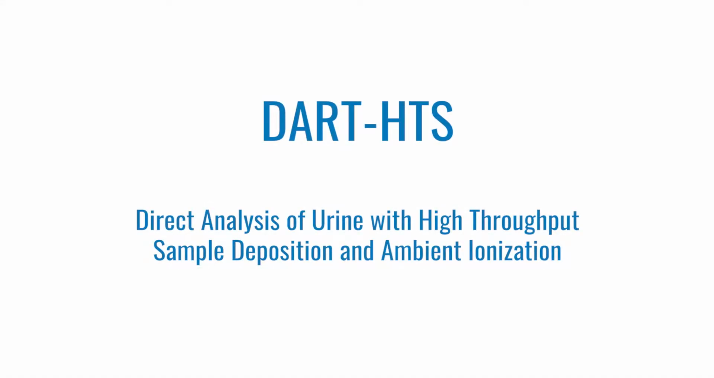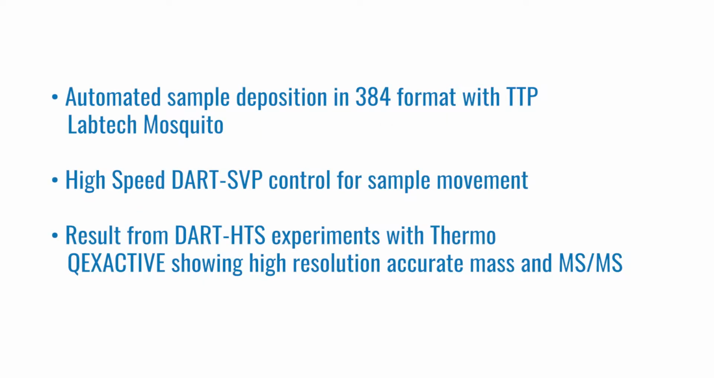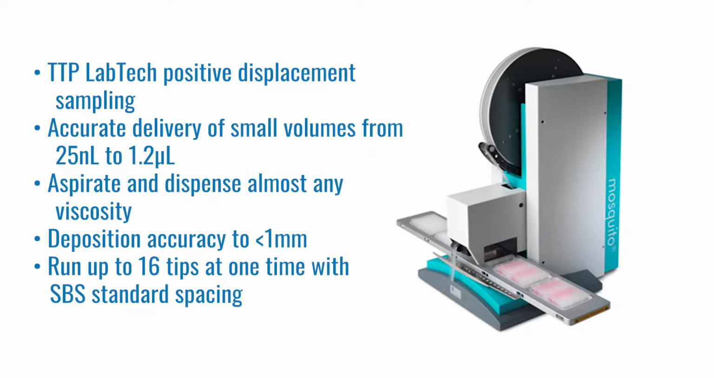Direct analysis of urine with high-throughput sample deposition and ambient ionization. In these experiments, we have completed rapid analysis by using more accurate control of the sample size and its deposition on our commercially available QuickStrip 96 consumable. We selected the TTP LabTech Mosquito for this task as it is known for its capability to deliver sub-microliter volumes with good accuracy even when sample viscosity information is limited.